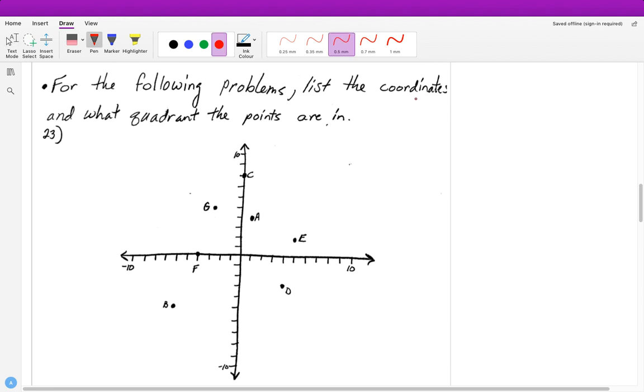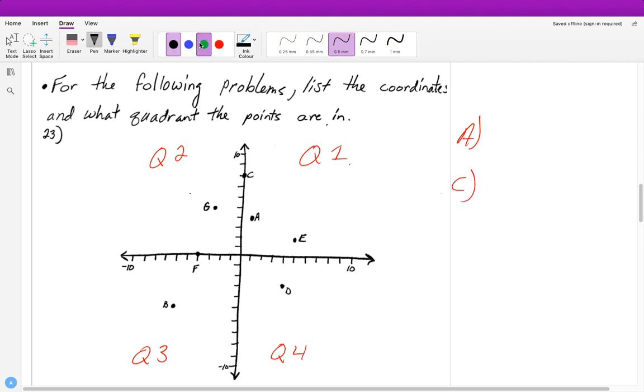All right, so I'm just going to first list, this is quadrant 1. Then we count counterclockwise. So this is quadrant 2, this is quadrant 3, and this is quadrant 4. All right, I'm just going to do point A, and then I'll also do point C after.